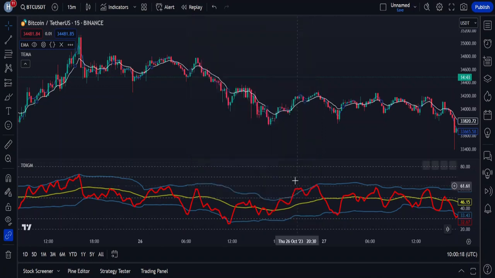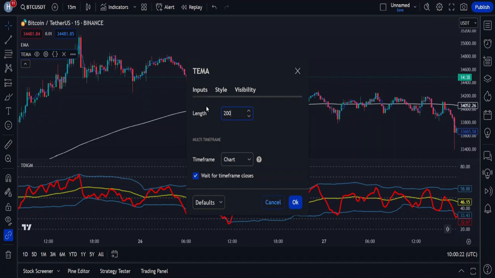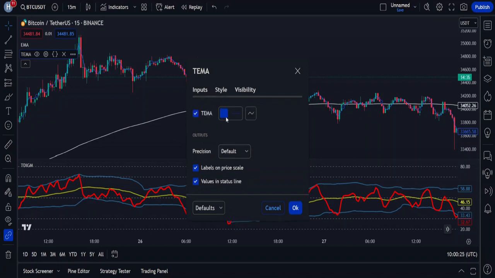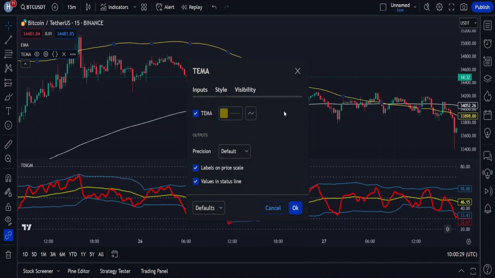Now we will head over to the settings of the second indicator. We will first change the length to 200. After that, head over to the Style tab. Here, we will be changing the color of the indicator to yellow. That was all that we needed to do.